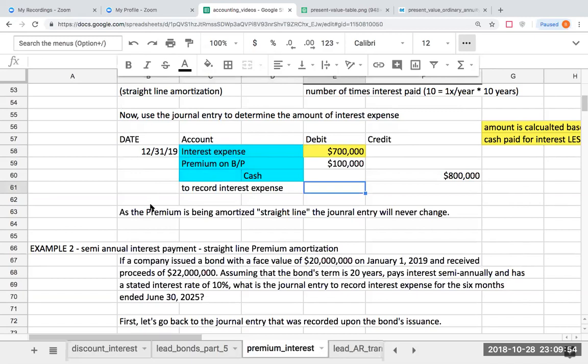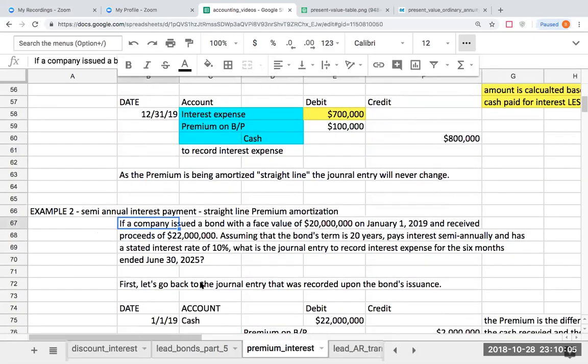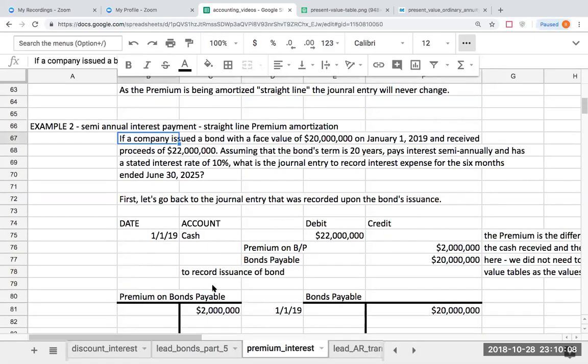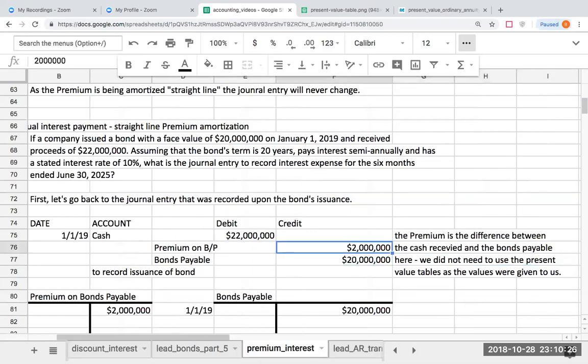What about when I have a bond with a semi-annual interest payment? Let's take a look at another example. If a company issued a bond with a face value of 20 million and received proceeds of 22 million, what's going to be that interest rate in the future? So here I'm receiving cash of 22, crediting bonds payable, which will always be at the face value of 20 million. So my premium on bonds payable here is going to be 2 million.